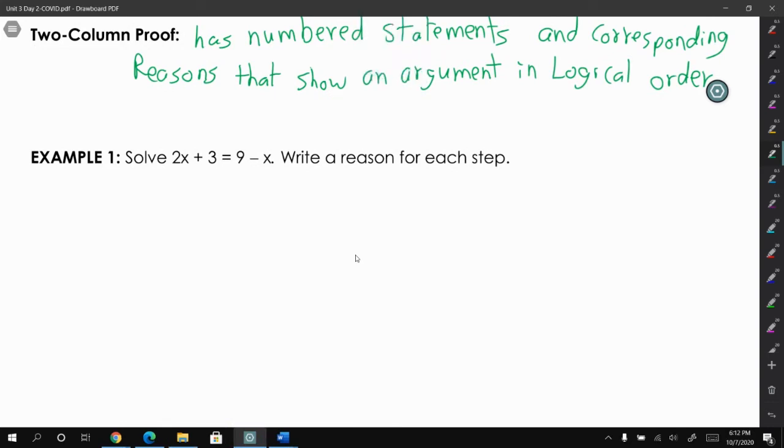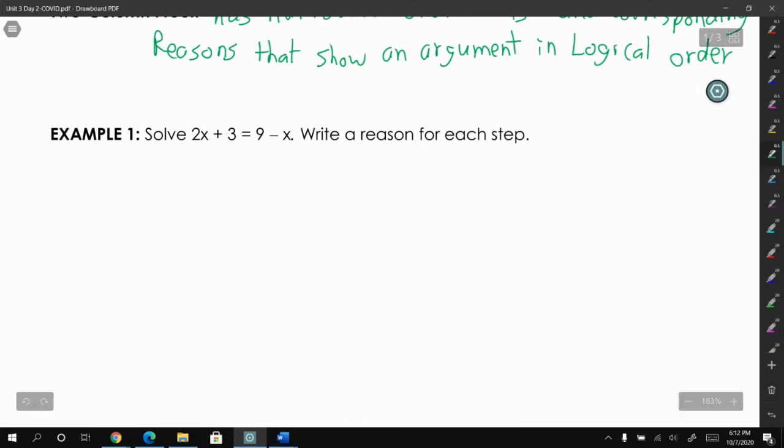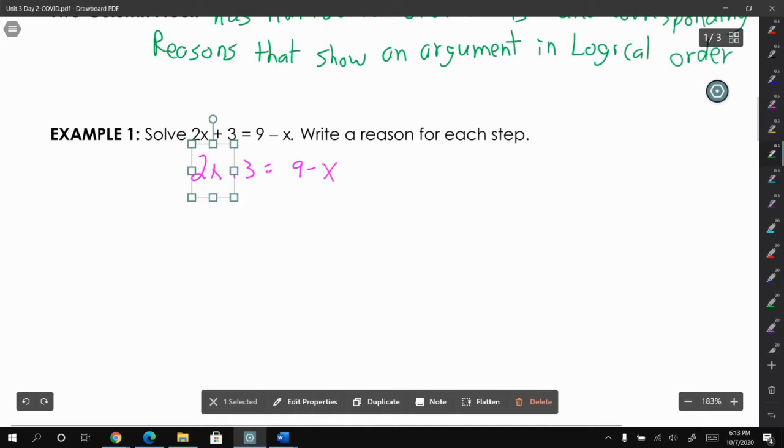All right, so example number 1, we have solve 2x plus 3 equals 9 minus x and write a reason for each step. So we're going to make a two-column proof here for this. So we're going to start off with 2x plus 3 equals 9 minus x. And then here's my column.